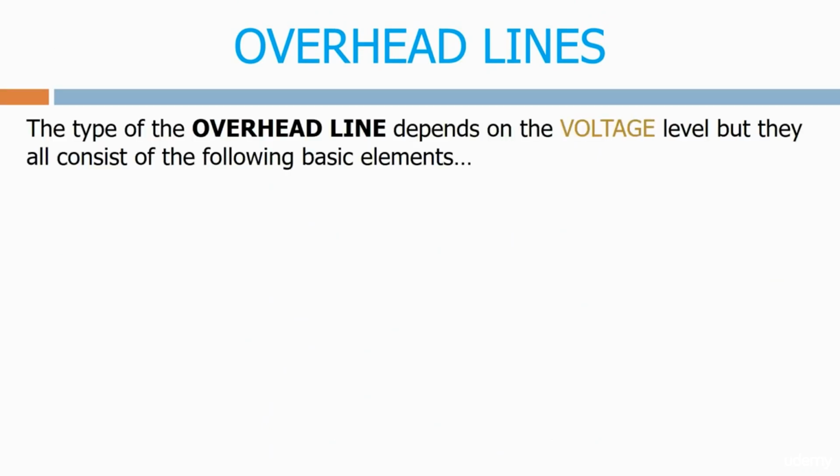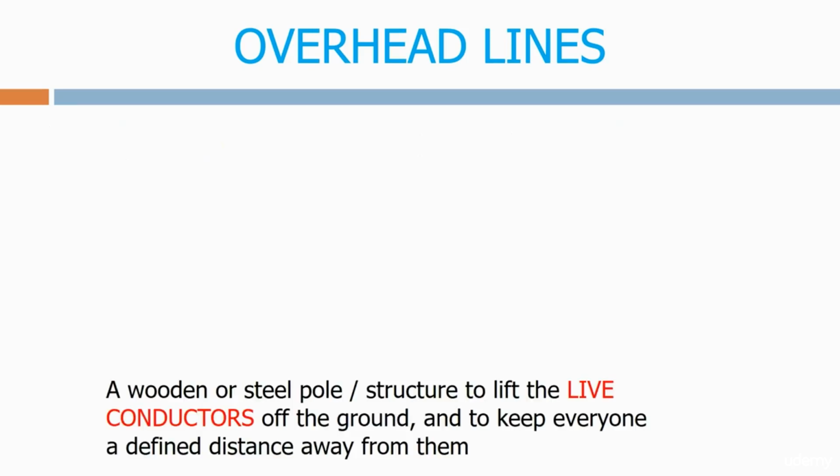The type of the overhead line depends on the voltage level, but they all consist of the following basic elements: a wooden or steel post structure to lift the live conductors off the ground and to keep everyone a defined distance away from them.